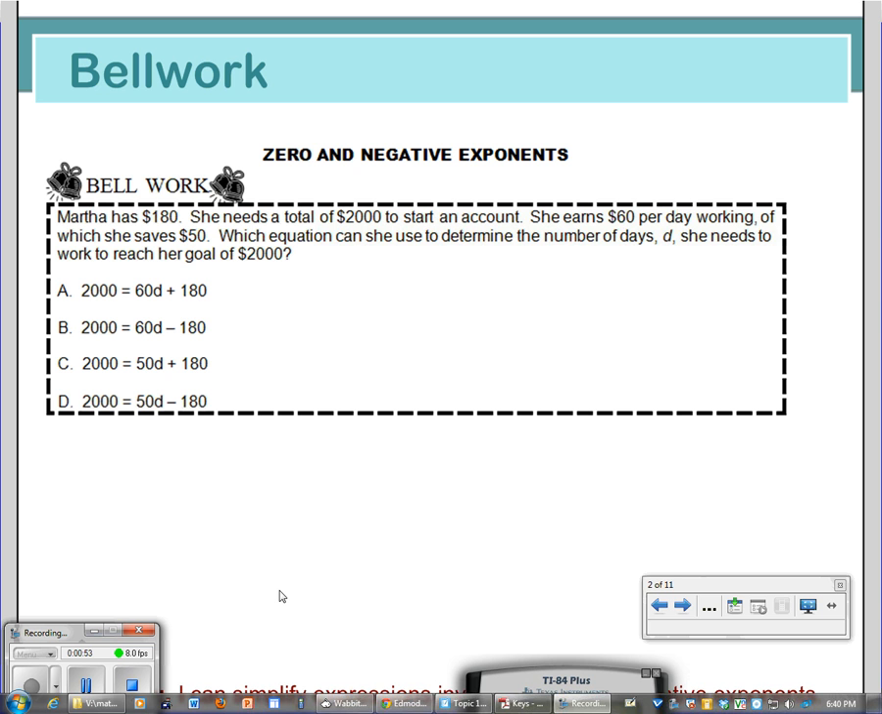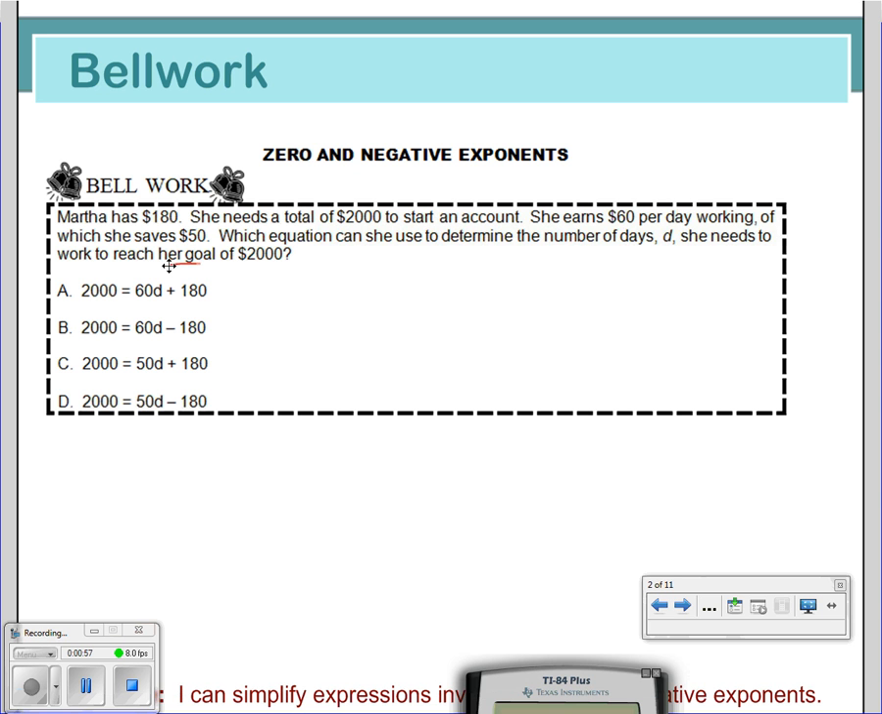Okay, now let's figure out how we can get the solution. We know that her goal is $2,000. That's given. Every single one of the equations has it equal to $2,000. So now let's look back at what she starts off with. She has $180. That is her beginning amount. Because she begins with $180, it's positive. That means we can get rid of B because this has a minus 180 or negative 180. So B is out and also D is out.